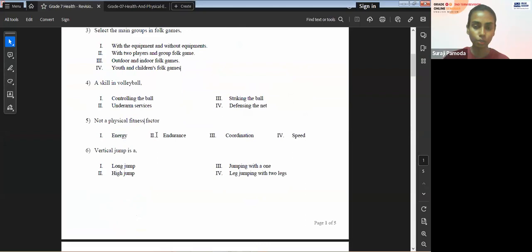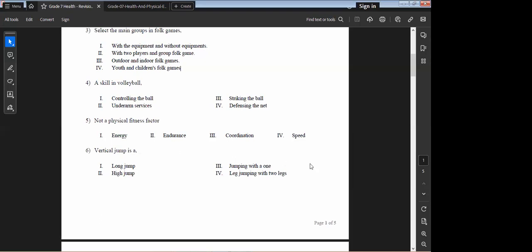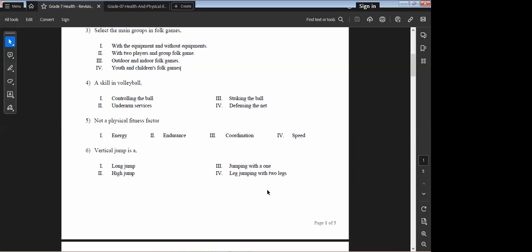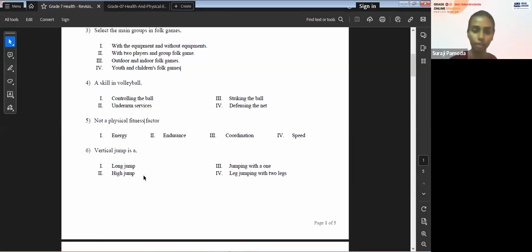Right. So here they have given a set of answers. You have to select what is not a physical fitness factor. So what is the answer? Anyone? Speed. Speed. Any other answers? Energy. Energy. Any other? Okay. Let's see, right?